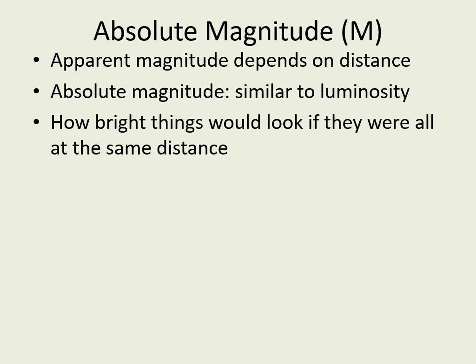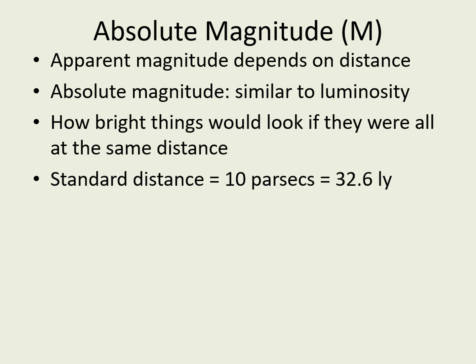To get the numbers right, imagine you could view all stars from the same distance, 10 parsecs, which is also 32.6 light years. There's nothing very special about this distance. It's just the arbitrary value that was picked when absolute magnitude was defined.